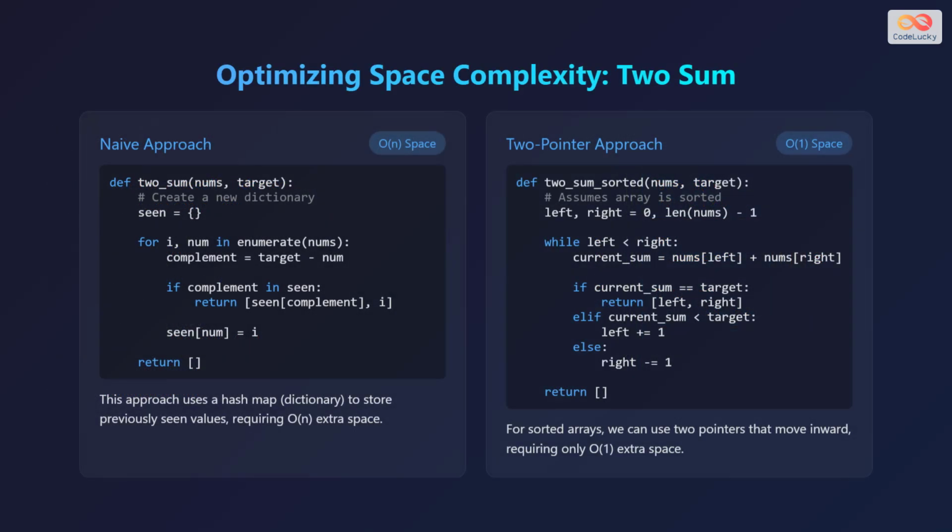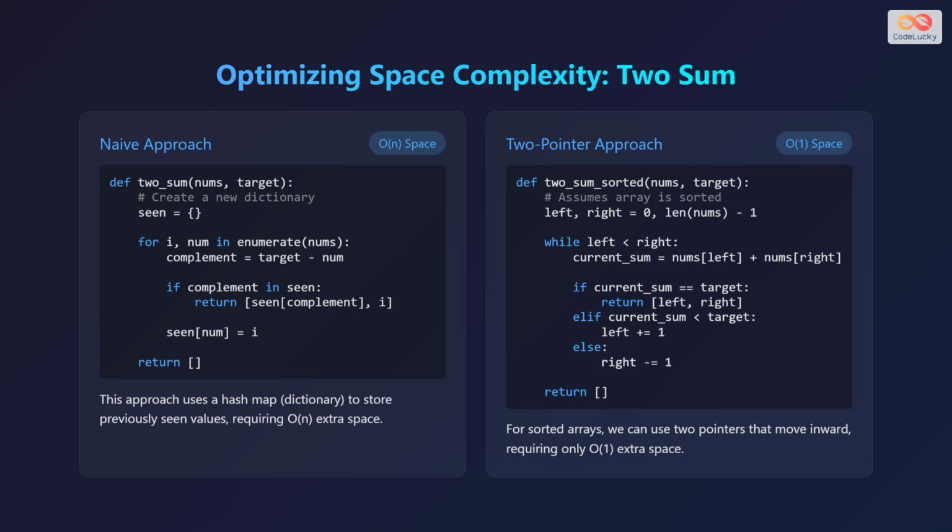Let's look at a practical example with different space complexities. The problem is to find two numbers in an array that add up to a target value. In the naive approach, we use a hash map, or a dictionary, to store previously seen values, which requires O(n) extra space. For example, consider this Python function toSum, where a new dictionary is created. This approach has a space complexity of O(n).